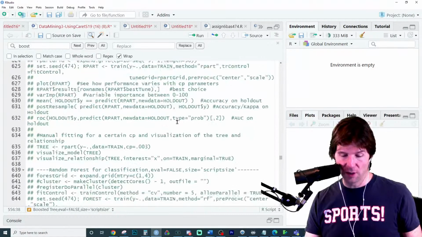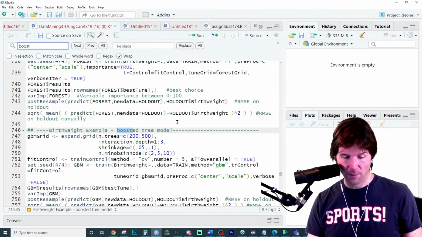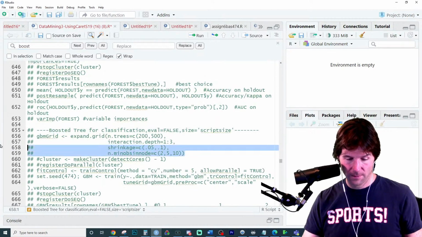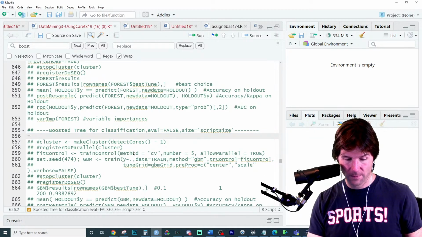But on the boosted trees, there's a lot more what's.